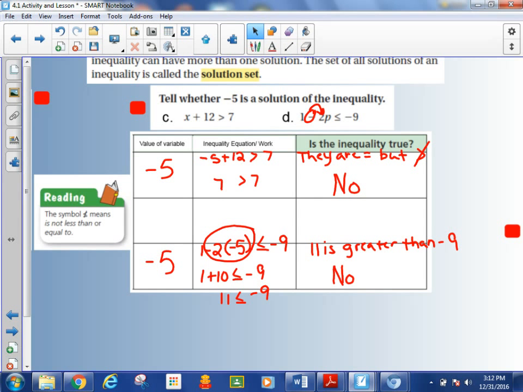Okay, so that's it for this part of the lesson. Good luck, and once again, just keep plugging away, understanding that you're going to substitute in, solve, and then use your number line if you need it to be able to identify whether or not that is a true solution for that inequality. Good luck.